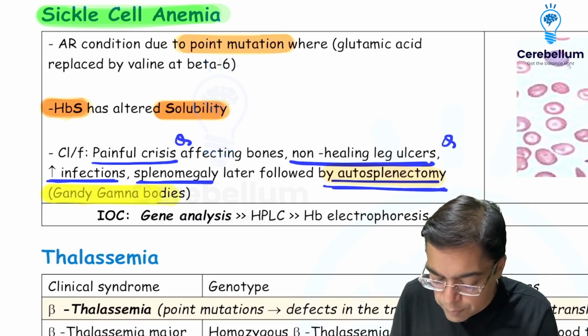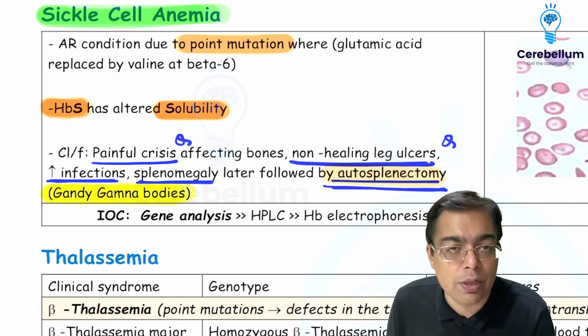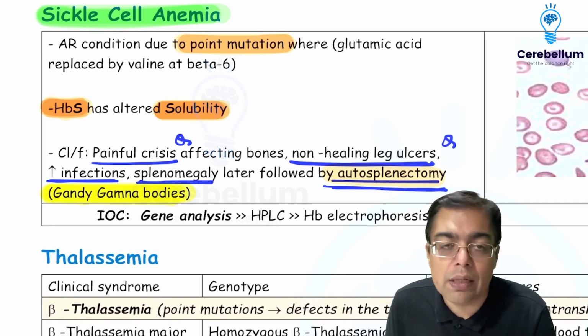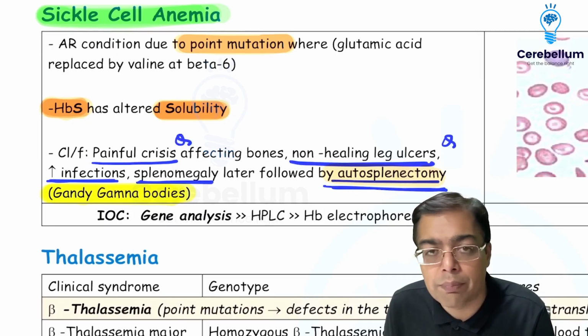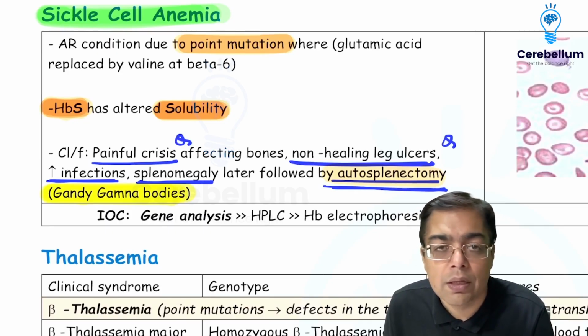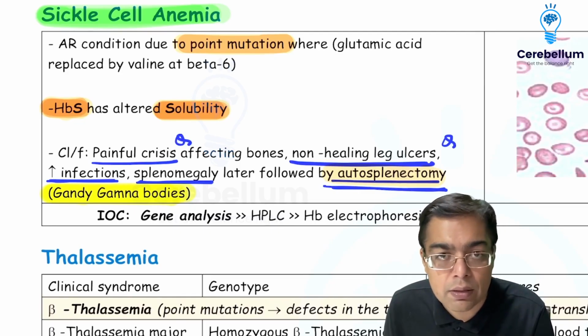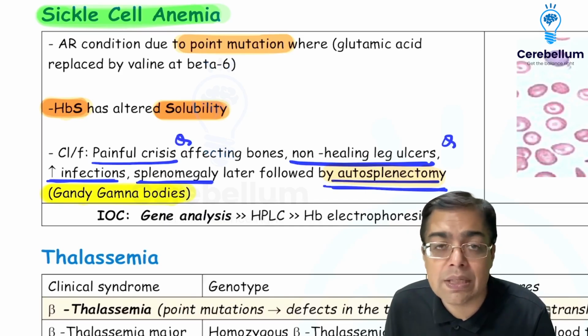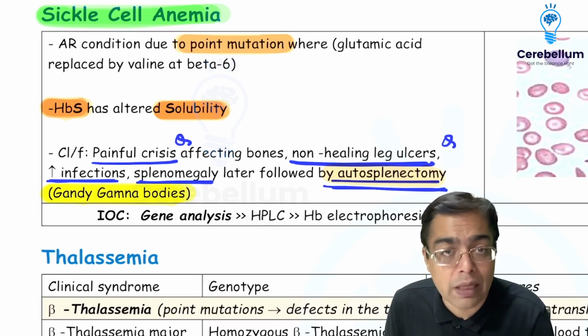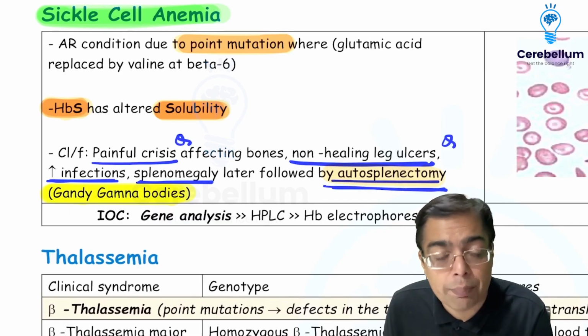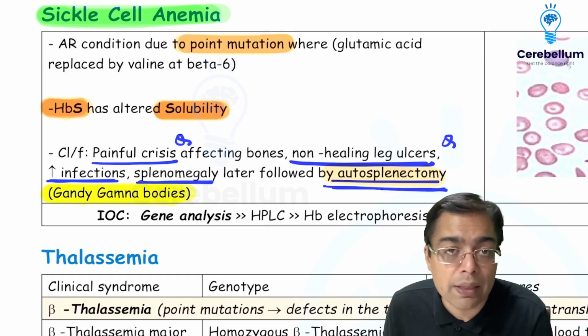And if there is a calcium deposition in the fibrotic areas, we associate it with the term Gandy-Gamna body. Patients who have sickle cell anemia can also have the development of something like a crew-cut appearance in the X-ray skull. They can have avascular necrosis of the bone. Male patients can have a high risk for development of priapism as a complication. Some of the patients can go in for a crisis like hemolytic crisis or sequestration crisis as well.